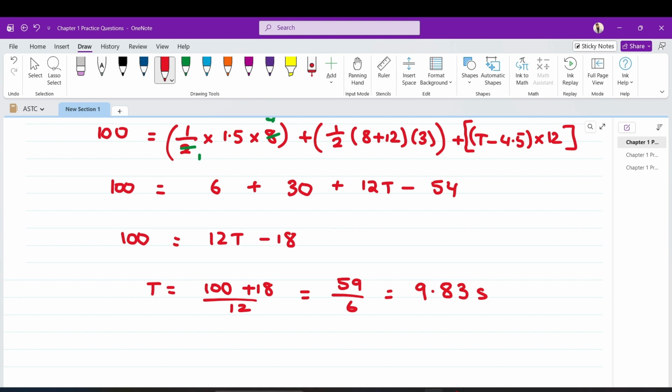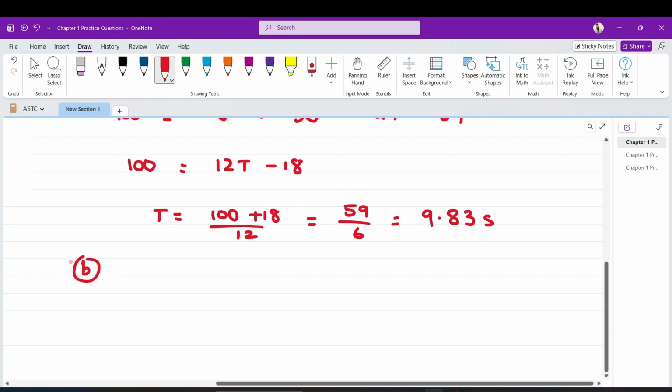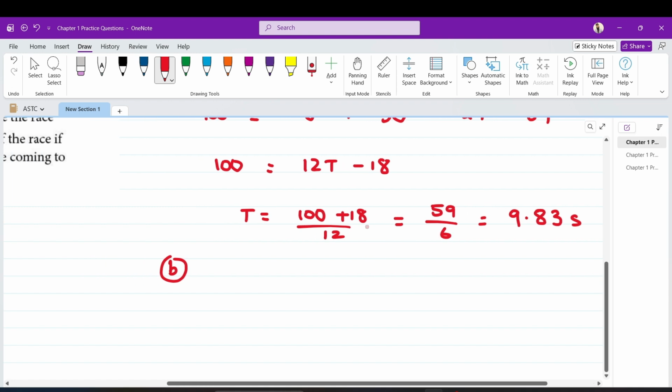So if you have any non-exact answers, they should be rounded to 3SF, and if you have an angle in degrees, that should be given to 1 decimal place. If you have an angle in radians, that should also be given to 3SF. All right, so that's our answer to part A. We have found that it takes the sprinter 9.83 seconds to complete the race.